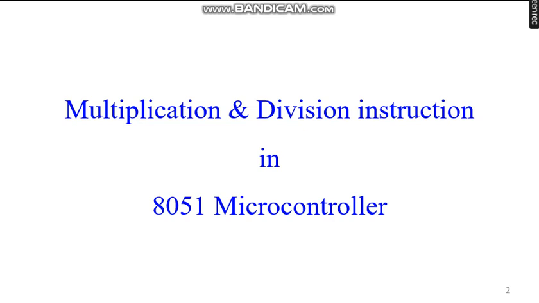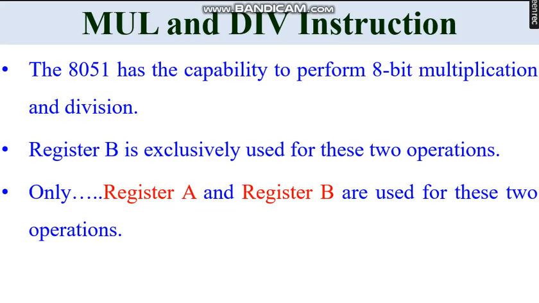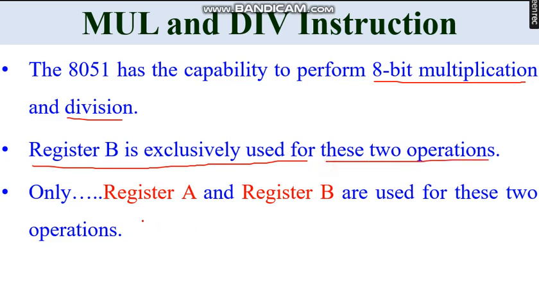In this session we will see multiplication and division instructions in 8051 microcontroller. The 8051 has the capability to perform 8-bit multiplication and 8-bit division. The register B is exclusively used for these two instructions. So for multiplication and division instructions, only two registers are used, that is register A and register B.